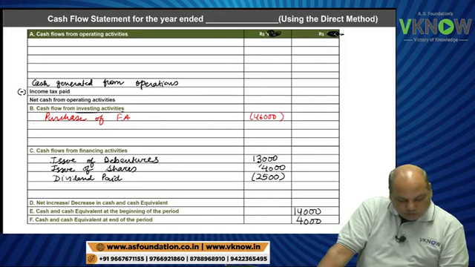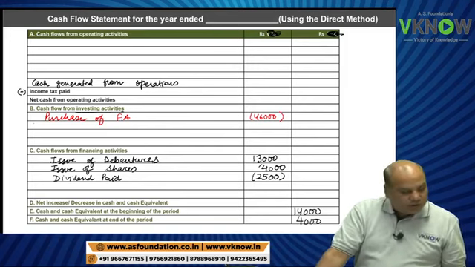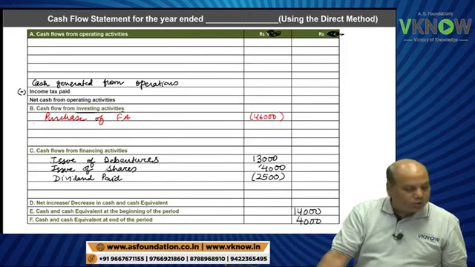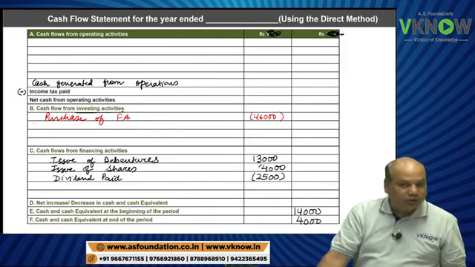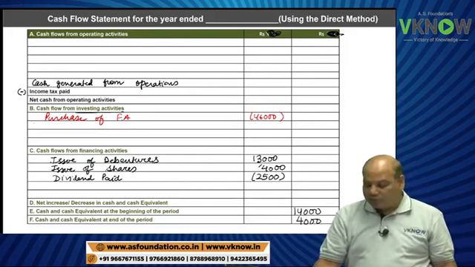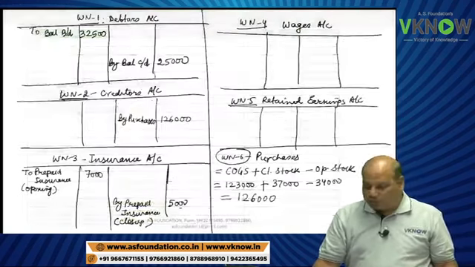Now next is purchase of fixed asset for 46,000, that we have done. Accounts payable was used only for inventory, that also we have done. No debt was retired during the year, means no debenture was redeemed. Only issue of debenture took place.